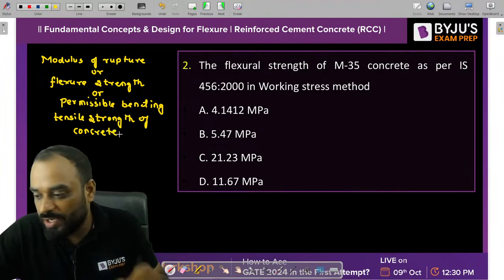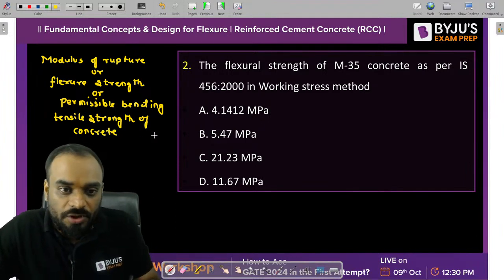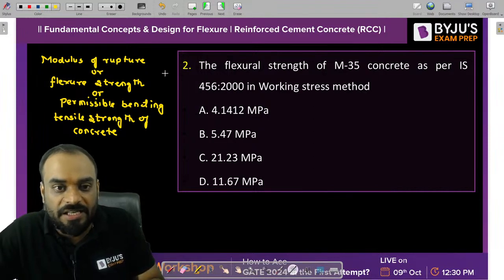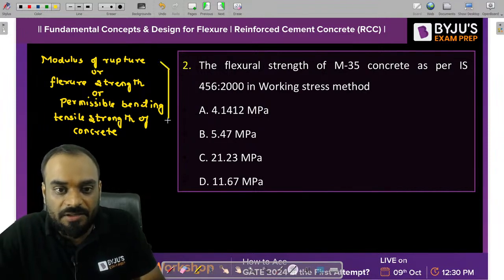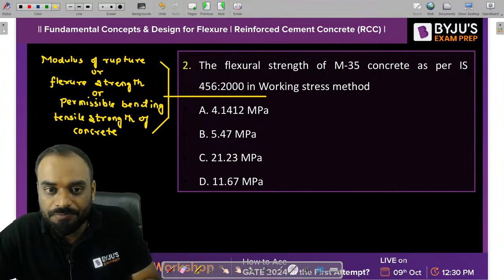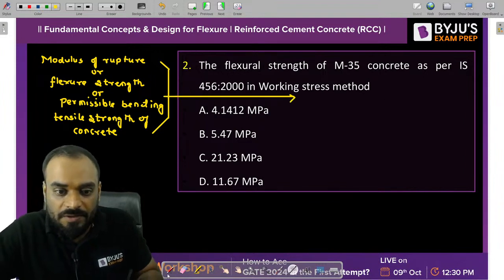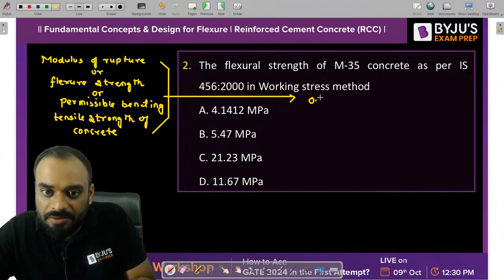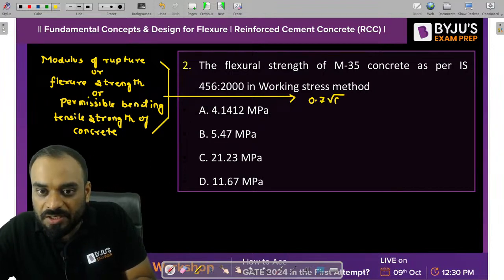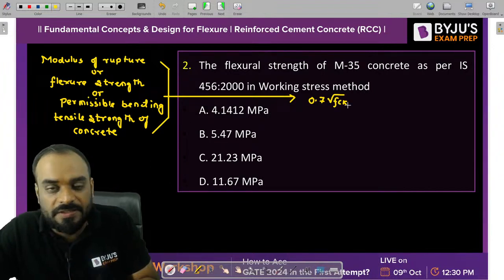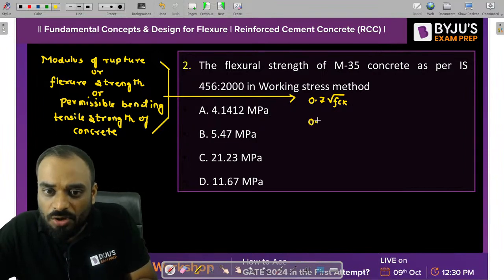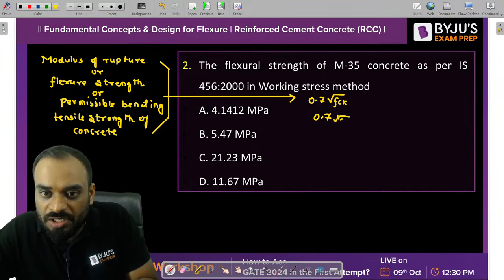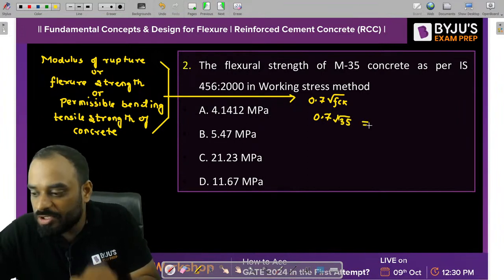Now what is this value, guys? Do you remember the formula? It is basically 0.7 under root of FCK, which is recommended by Indian Standard Code. Now you have to put the value of characteristic strength of concrete, which is basically 35 over here, right? So let's put 35 and tell me, guys, how much you are getting as an answer.